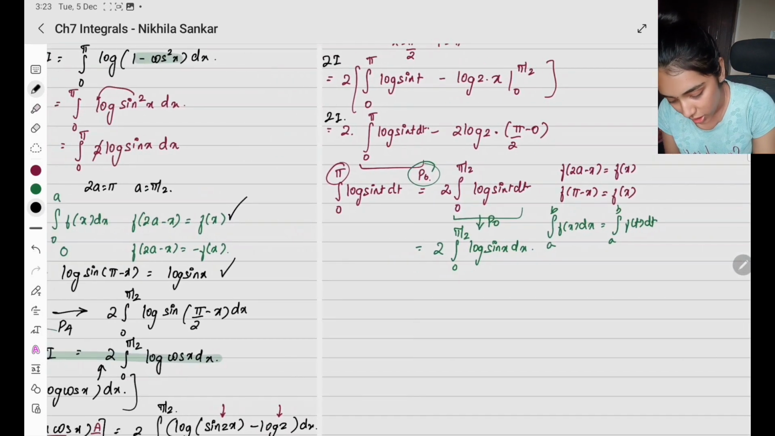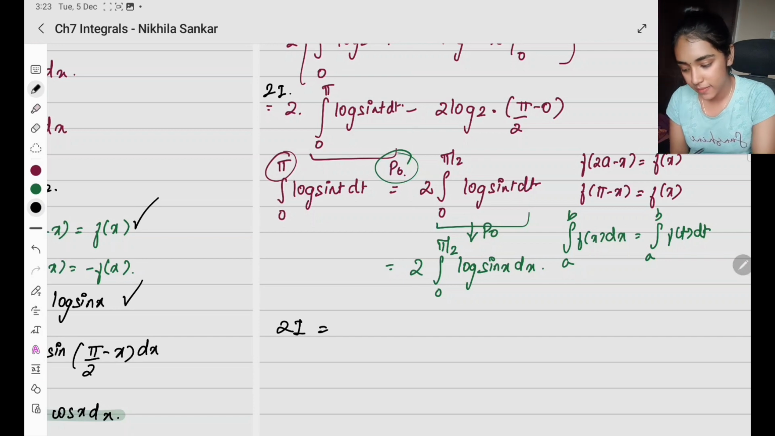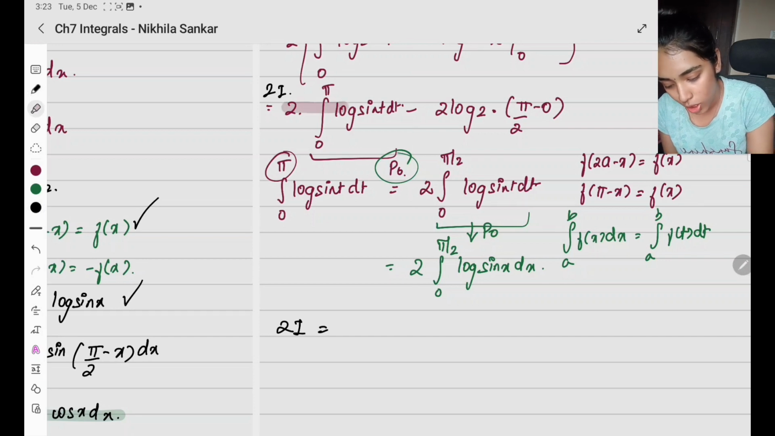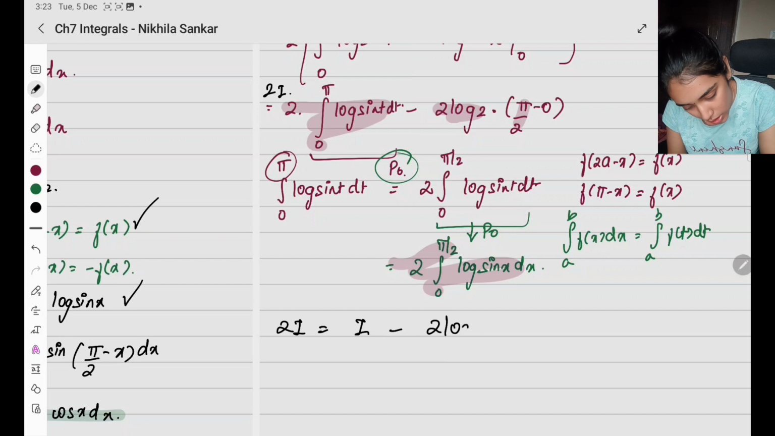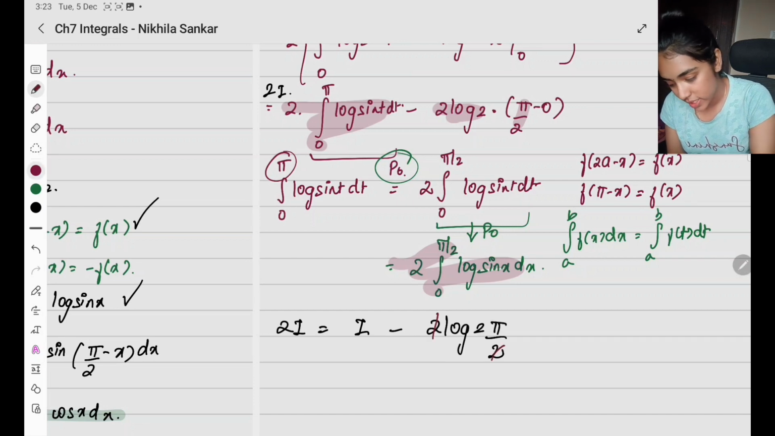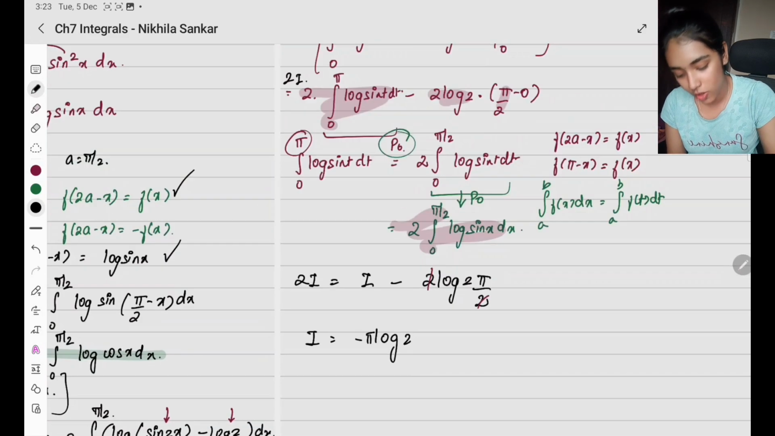So this particular term, the LHS, is going to be 2I equals this term. Instead of 2 log sine t dt, I am going to write 2 times pi by 2 times log sine x, which is going to be I, minus what do I have here? 2 log 2 times pi by 2. So I have 2 log 2 times pi divided by 2. The 2 and the 2 get cancelled. The I comes to the other side. So I have I equals minus pi times log 2. Understood?